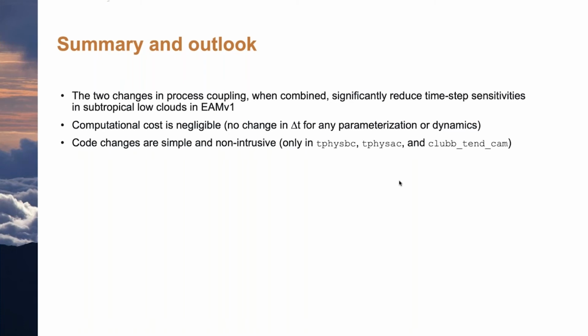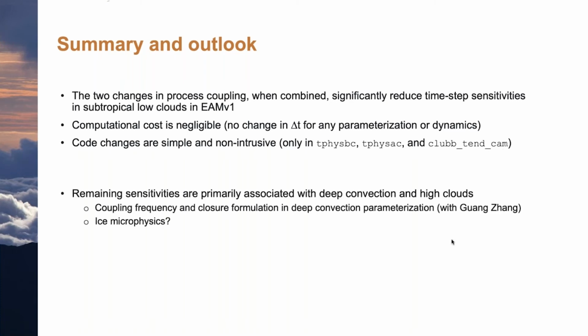So for those of you who are familiar with the atmospheric model code, I will mention that the changes we made were limited to these three subroutines: TFIS-BC, TFIS-AC, and club tent cam, without anything in the detailed parameterization schemes. The remaining sensitivities we are seeing are primarily associated with deep convection and high clouds.